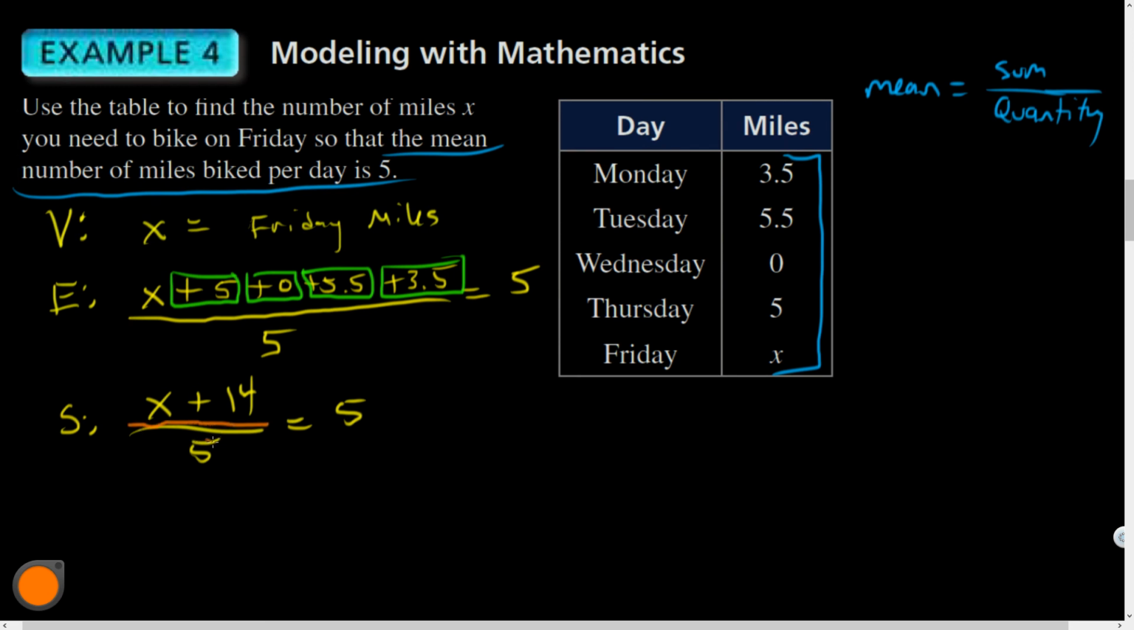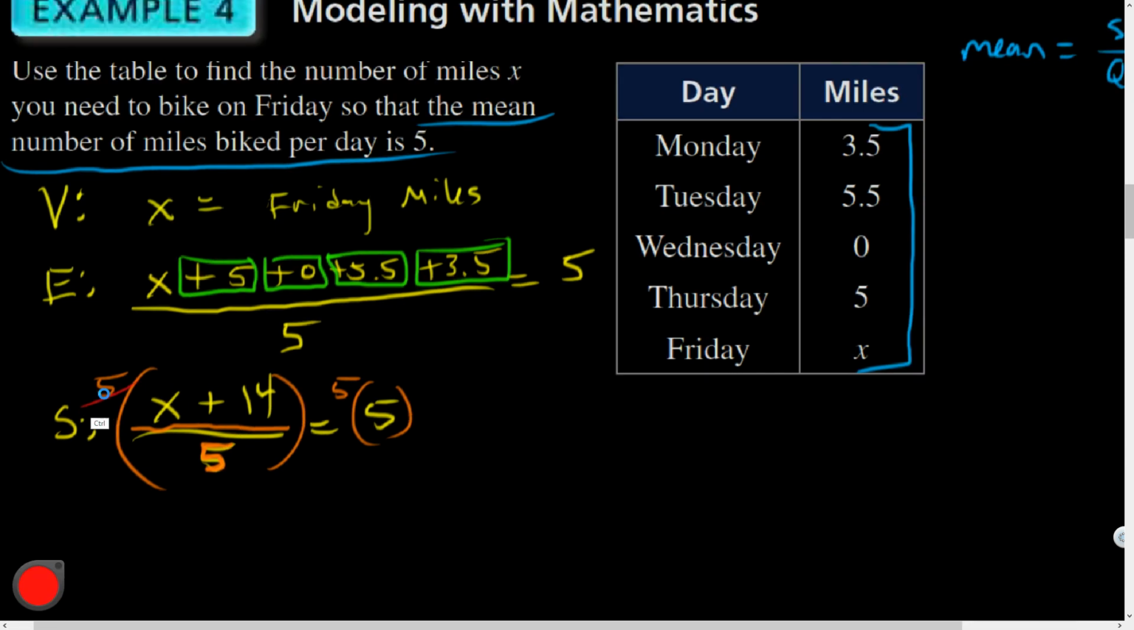How do I get rid of this dividing by 5? Don't guess it. Algebra it. Algebra it. So watch, multiplying both sides by 5.